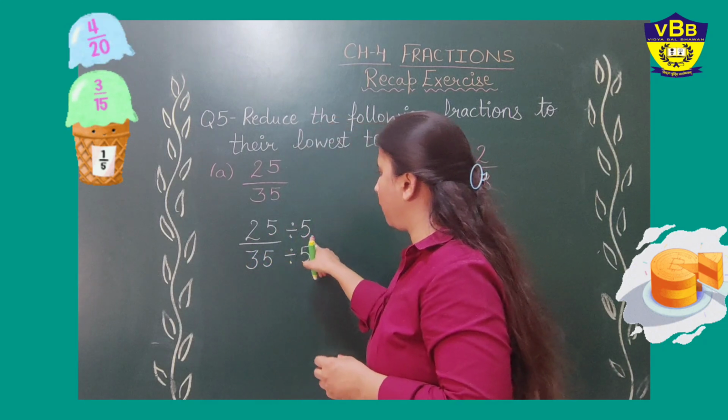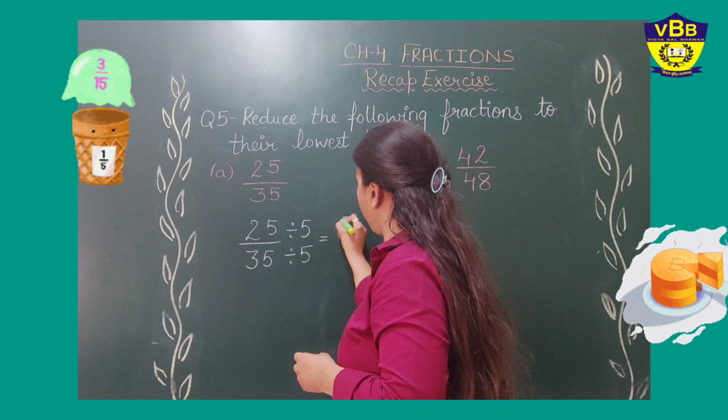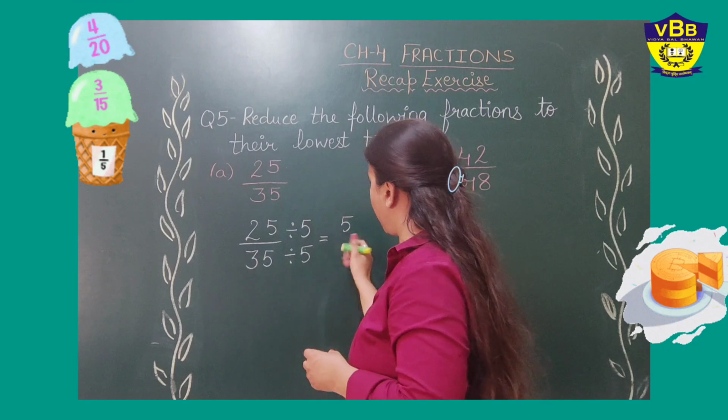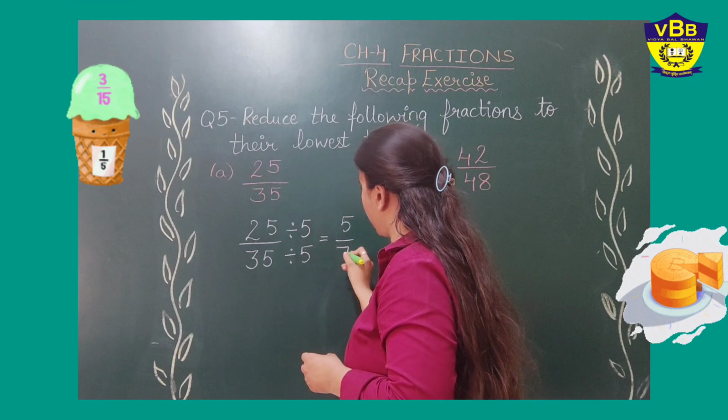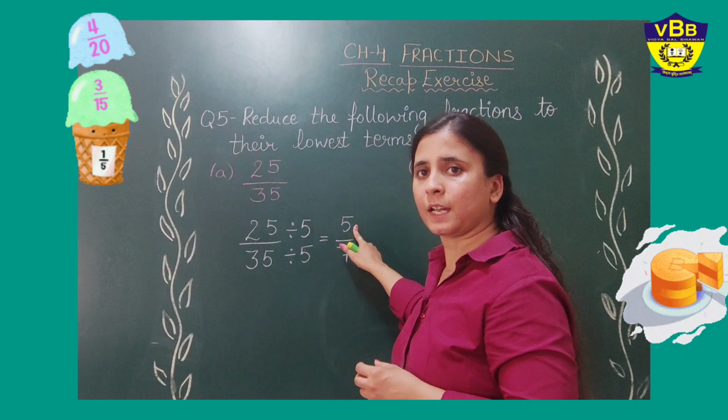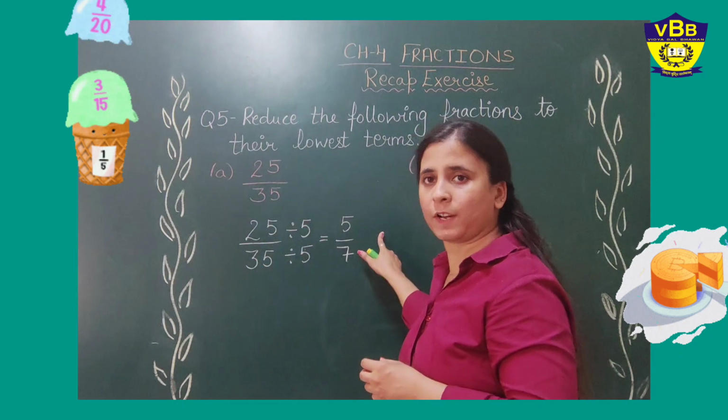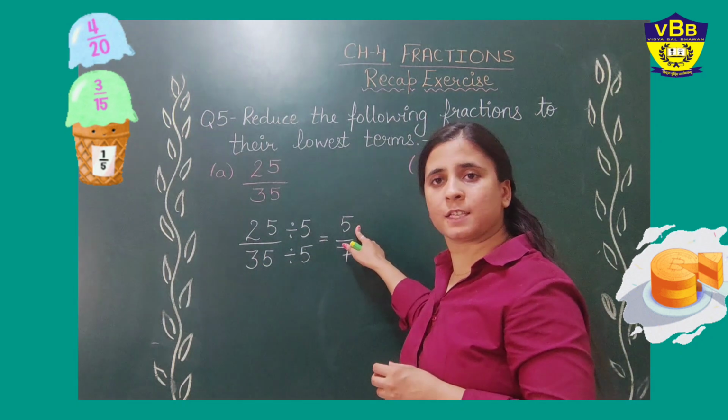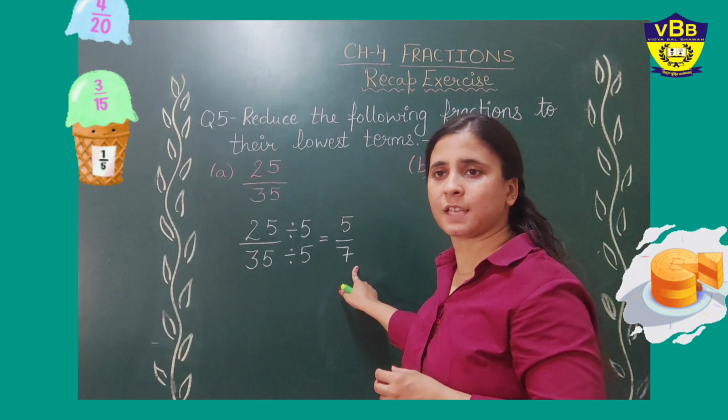When I divide 25 by 5, I will get 5. But 35 divided by 5, I will get 7. Now, it is an equivalent fraction. Numerator is 5, denominator is 7.